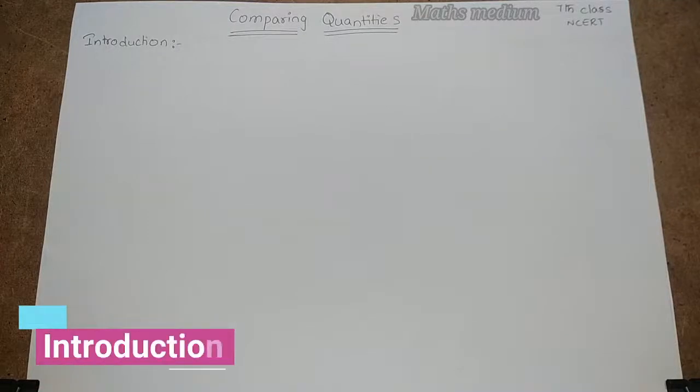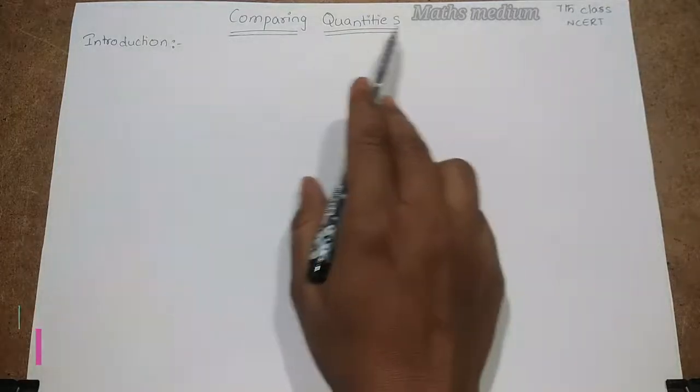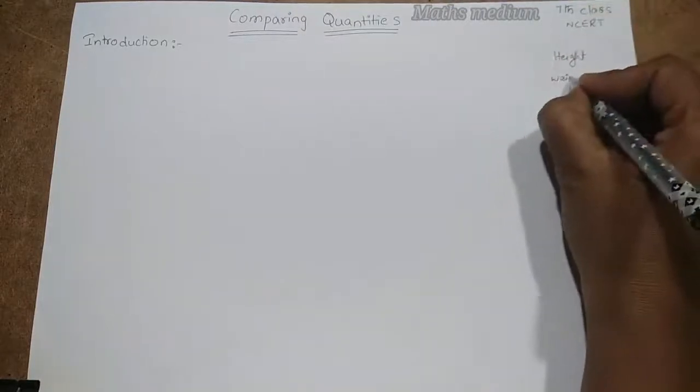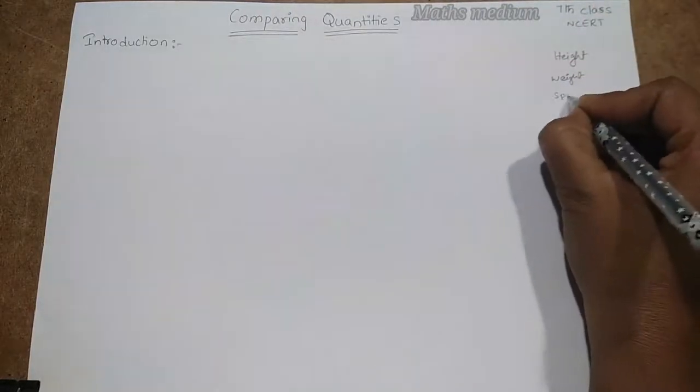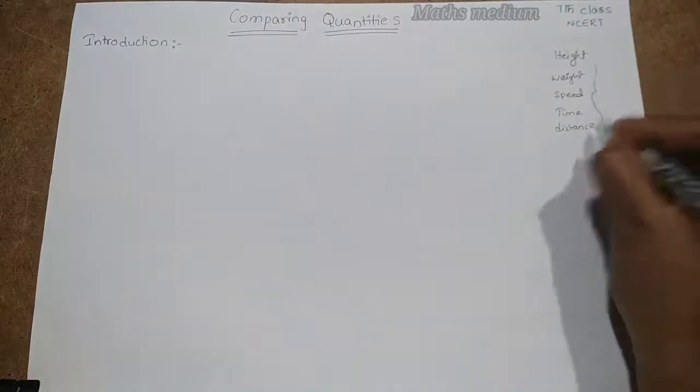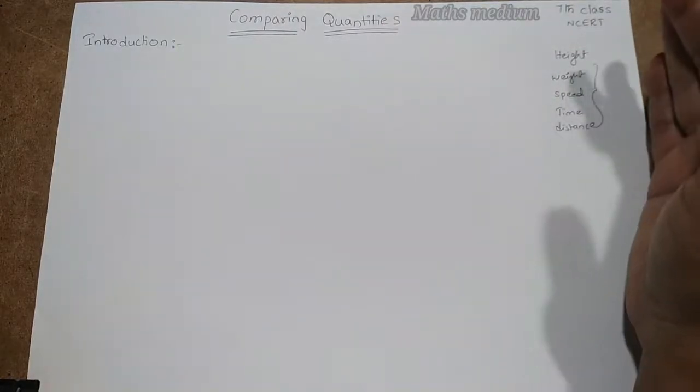Today I came with a new topic, that is comparing quantities from 7th class NCERT. Here is the introduction of comparing quantities. In our daily life we can see many quantities like height, weight, speed, time, distance, like this. There are so many quantities in our daily life.